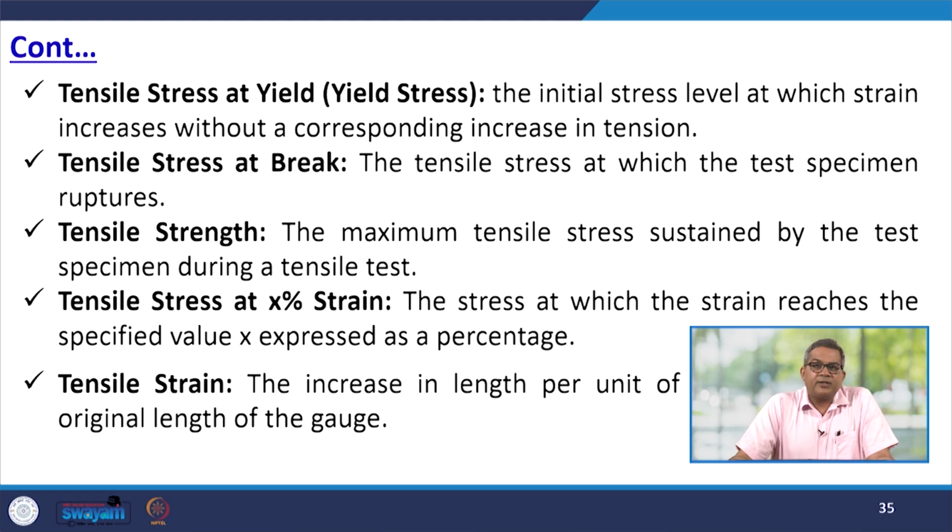Then the tensile stress at yield, that is the yield stress, the initial stress level at which the strain increases without a corresponding increase in stress. And tensile stress at break, the tensile stress at which the test specimen ruptures. Then tensile strength, the maximum tensile stress sustained by the test specimen during the tensile test. Then tensile stress at x% strain, the stress at which the strain reaches the specified value of x, expressed as a percentage. Then tensile strain, the increase in length per unit of original length of the gauge.